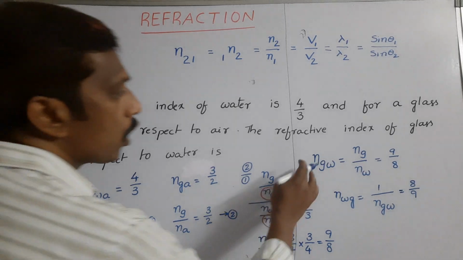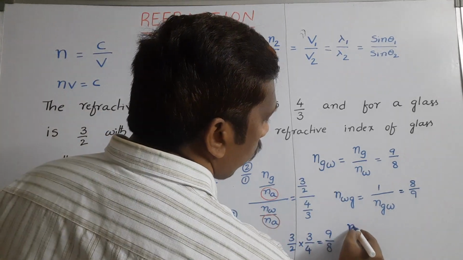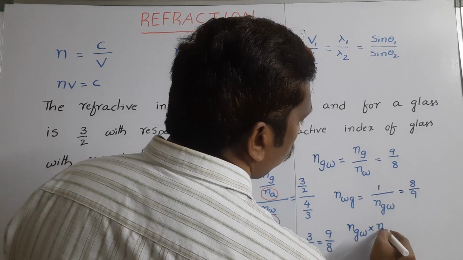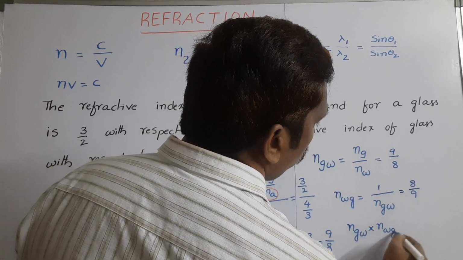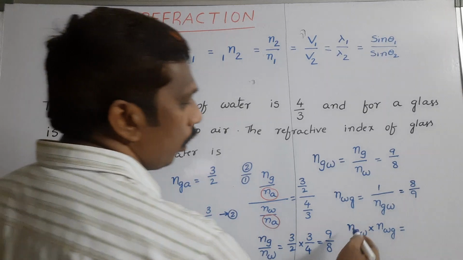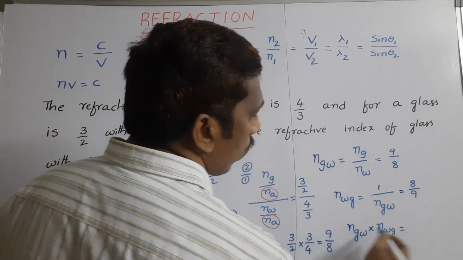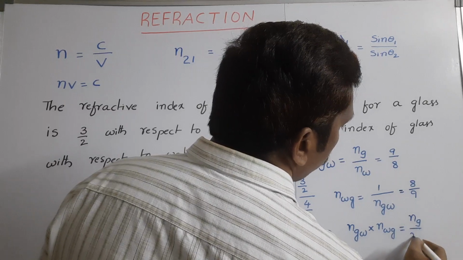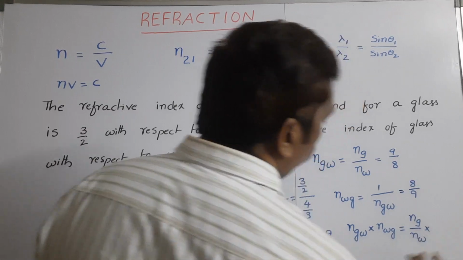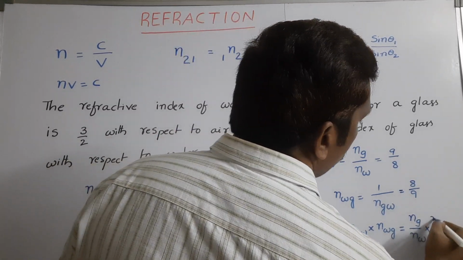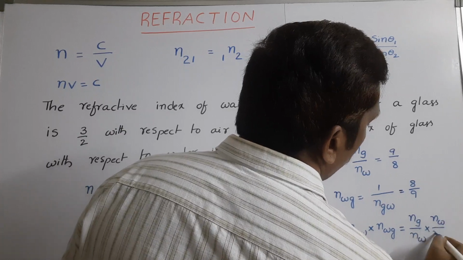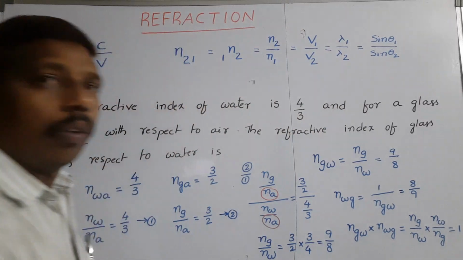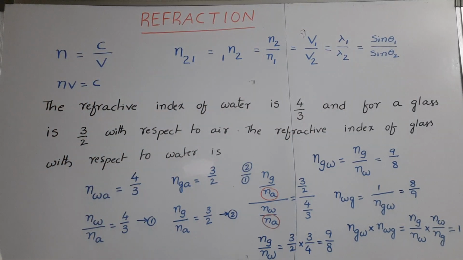Suppose if you multiply these two, that means the refractive index of glass with respect to water into the refractive index of water with respect to glass, which is equal to, we can write, refractive index of glass by refractive index of water into refractive index of water by refractive index of glass, which is equal to 1.